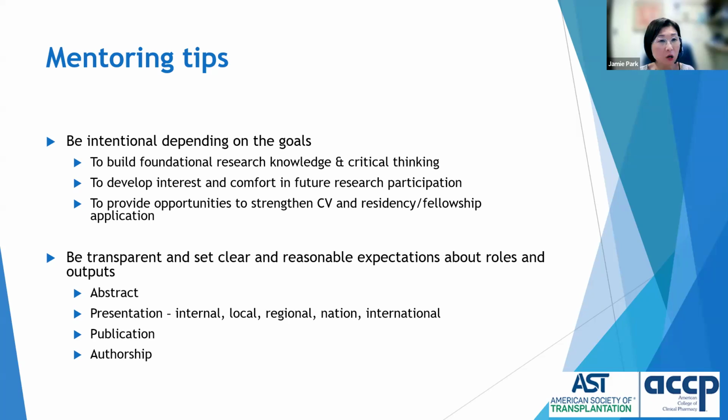And it would be really great to have some tangible outcomes, such as a poster presentation, abstract, or even a manuscript publication, so that the learners can put them on their CV, in turn making them stronger candidates for their post-graduate training applications or even job search. In the beginning, it will be very important to set clear and reasonable expectations about each one's roles and responsibilities and potential outcomes of the research project. And Dr. Lickbaugh will talk about what that would be, if you have more than one person working in a research team as collaborators.